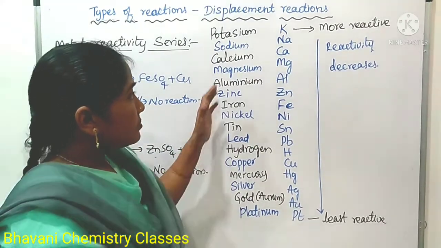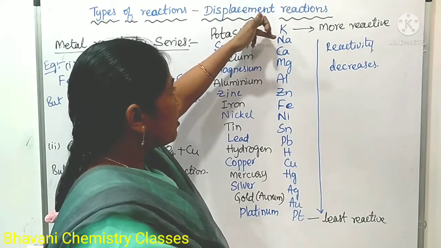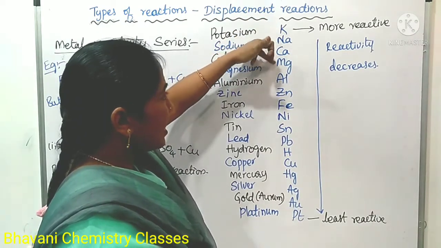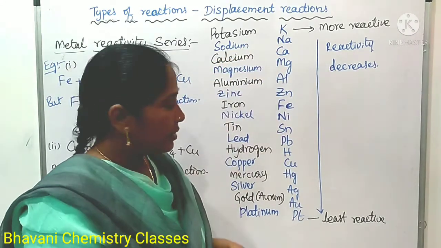See here, potassium is more reactive than sodium. Sodium is more reactive than calcium. Calcium is more reactive than magnesium. Magnesium is more reactive than aluminium, and so on.